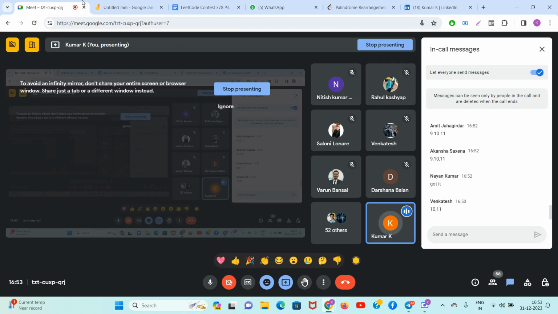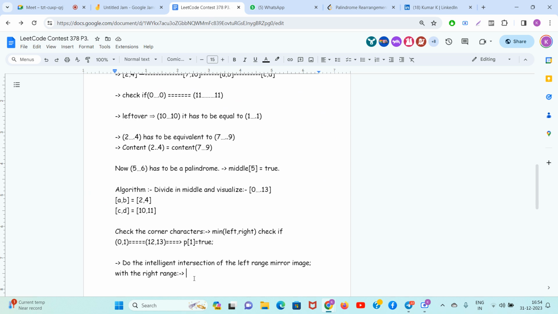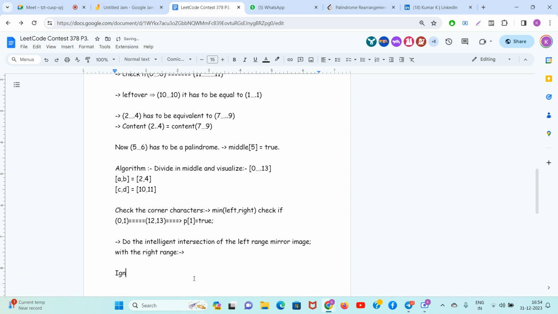Guys, what is the leftover? Who got ignored in this process? Please write in the chat who got ignored. 9 got ignored. So first you take care of the ignored range. There can be a maximum of two ignored ranges, okay?